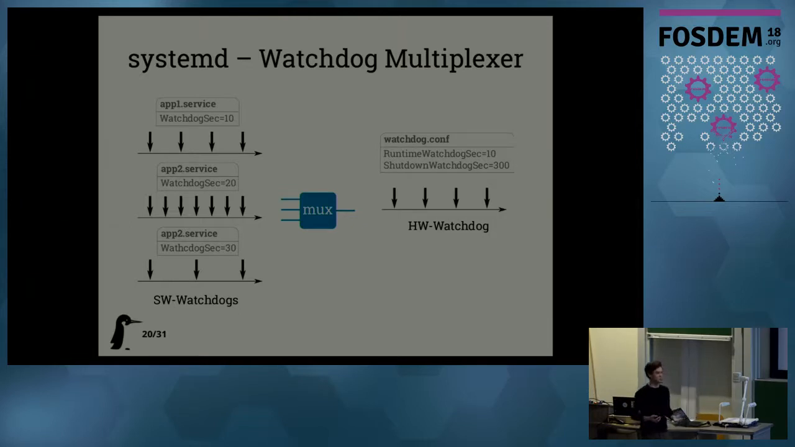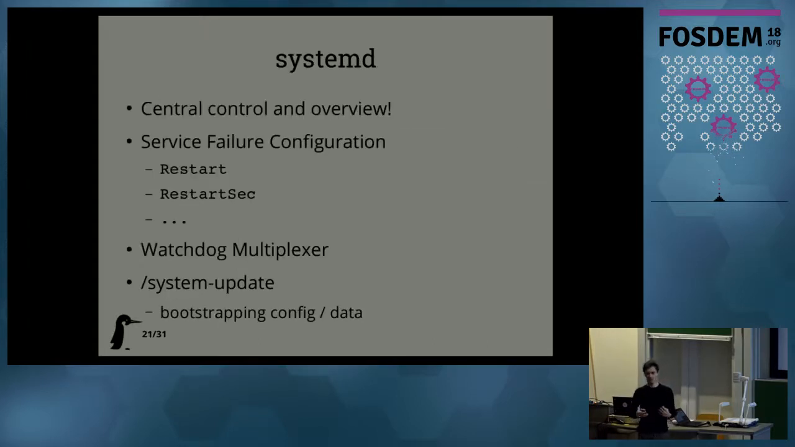For each application, you can configure a proper interval, and then your application has to notify systemd in that interval to not get reset. And if it's not notified, then you can select in systemd what you want to do with it. Do you want to restart it, skip it, or also reboot the entire system? It depends on how critical the application that just crashed is.